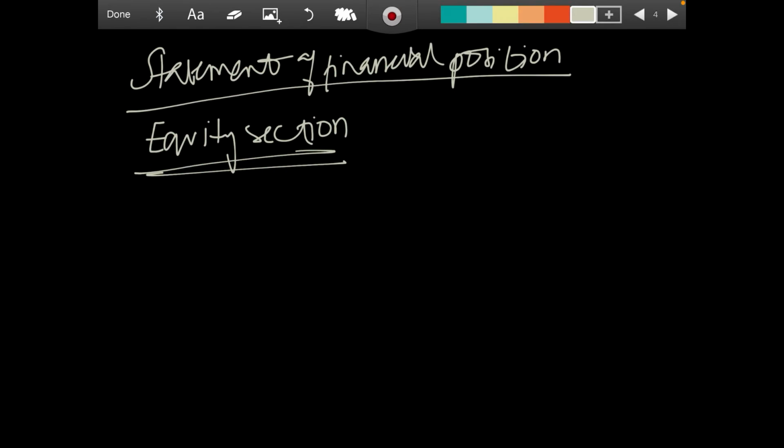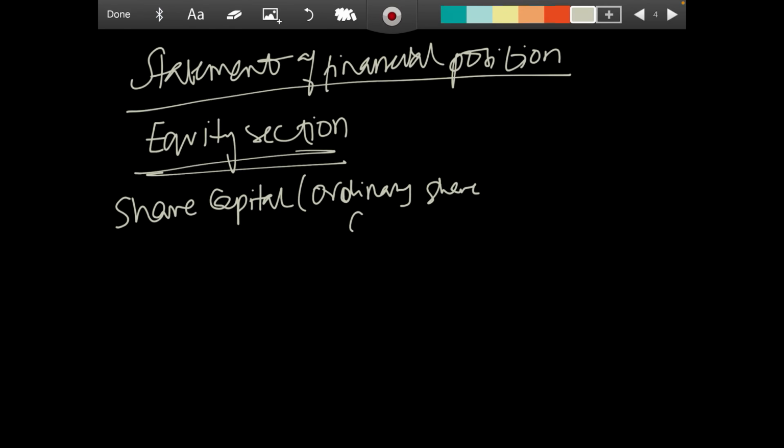Okay, so now we'll move on to the statement of financial position, and I'll only cover the equity section because the assets and the liabilities, the format for both of them are similar to that of the sole trader. So the only difference is the equity section. So share capital, or we can also call this ordinary share capital.